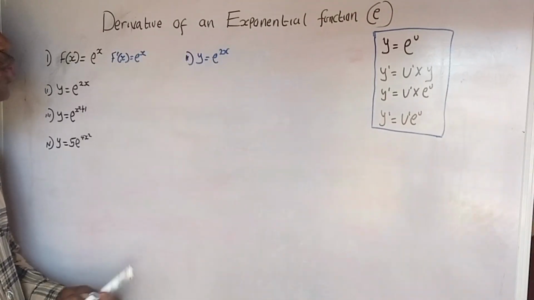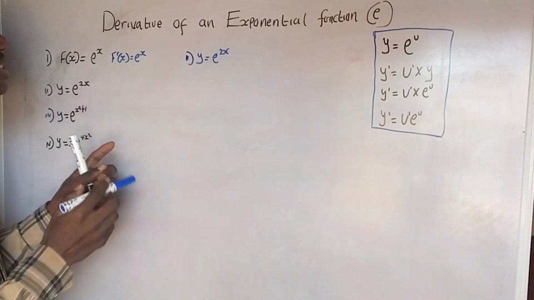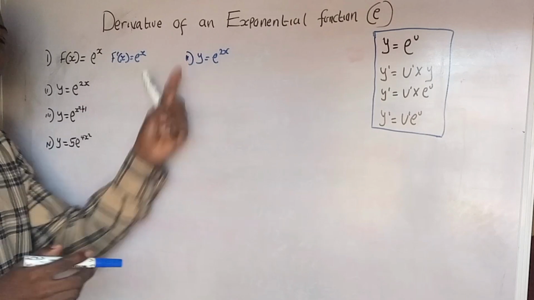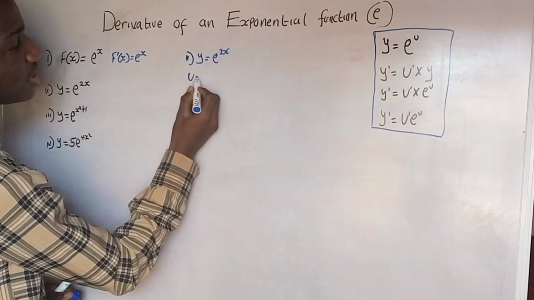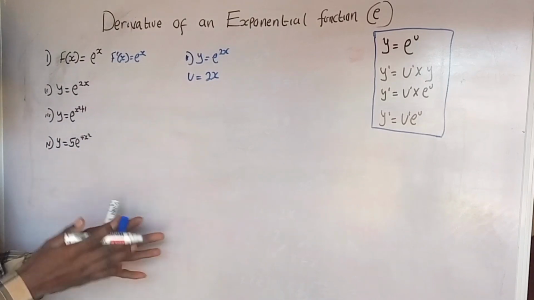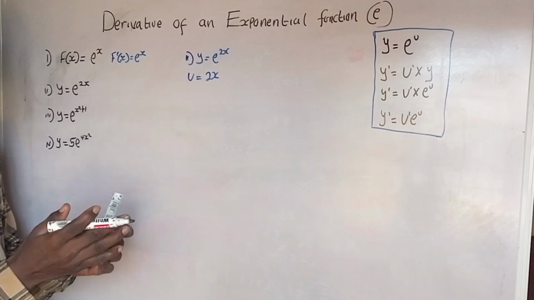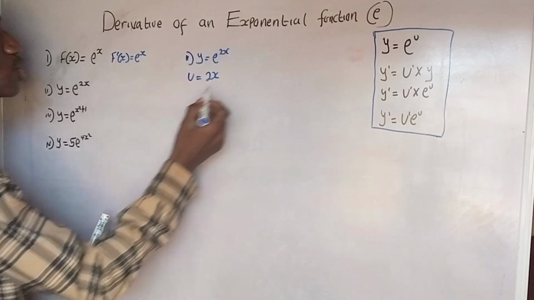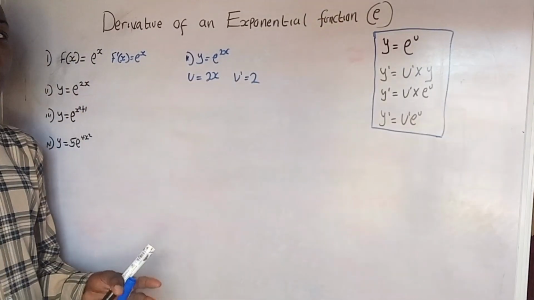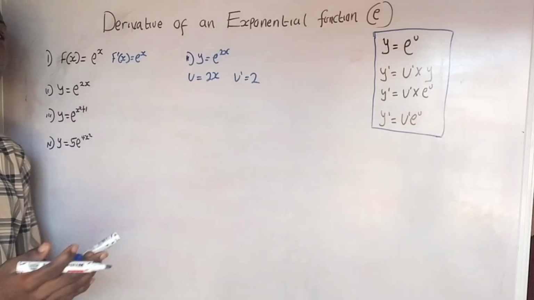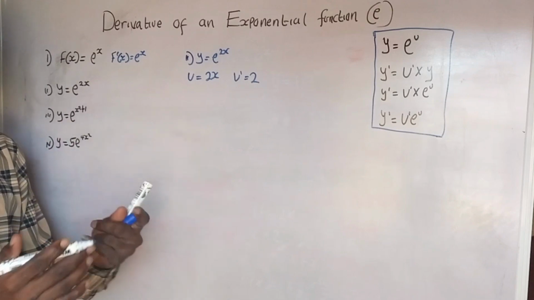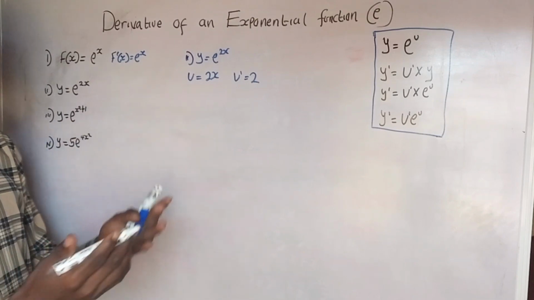We have y is equal to e^(2x). The first thing is to set u equal to the power to which the Euler's constant is raised. So I'm going to have u is equal to 2x. And from the formula, I know that I need the first derivative of u. So the first derivative of u is equal to 2 using the power rule. Probably you don't know how to differentiate using the power rule. You can proceed back to the channel and watch how I use the power rule to differentiate a function.